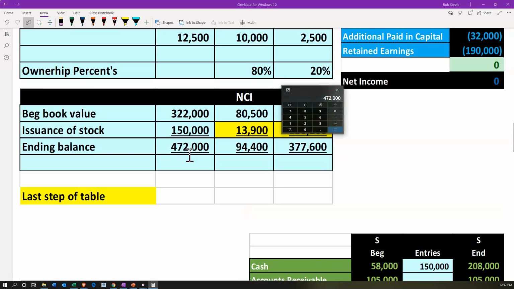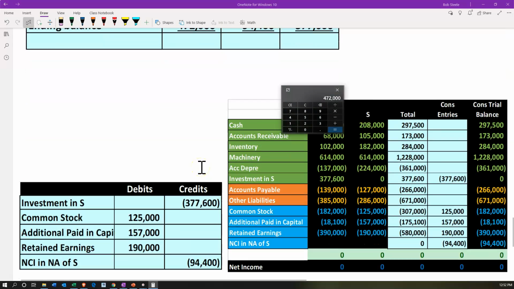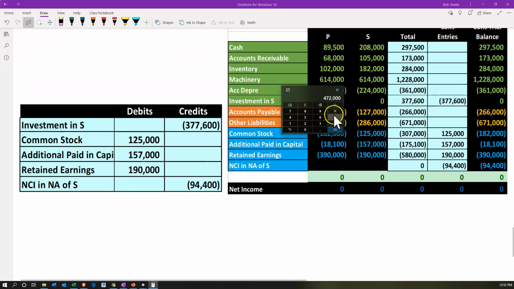It was 60%. Let me go back up and check that real quick. After we had the sale, 80%. So we'll take that times 0.8, and there's our 377.6.